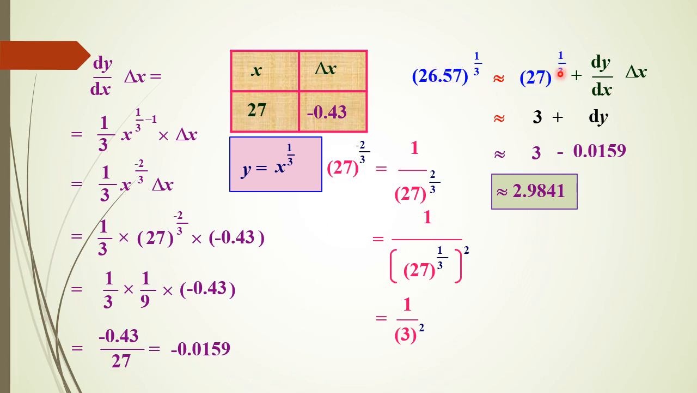27 whole raised to 1 by 3 can be written as what? 3 to the power 3 whole to the power 1 by 3. After cancelling, just 3 will be getting. So subtracting this much from 3, this respective number will be getting. 0.0159 is the value of dy by dx into delta x that we have determined here already. This is the total result, or approximate value, of the cube root of 26.57. Its value is this much. This is the final solution of this term.